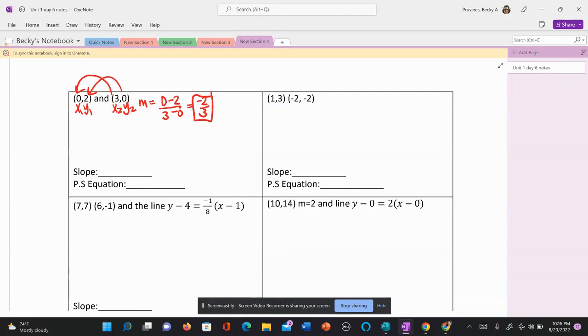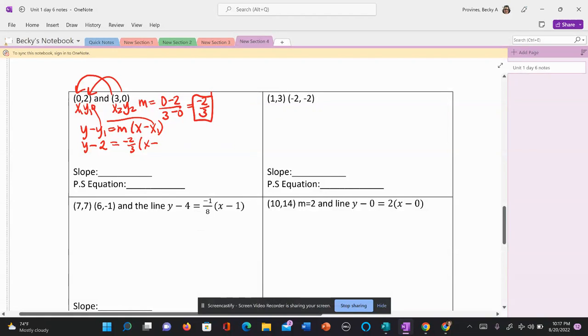Now this is up to you which point you want to use. I'm always just going to pick the first one because, why not? I like to always write my equation out. It really helps you learn your equations if you write it out every time. y minus, now look up here, y sub 1 is 2. Your slope, you already found out, is a negative 2/3. x minus, and x sub 1 is 0.